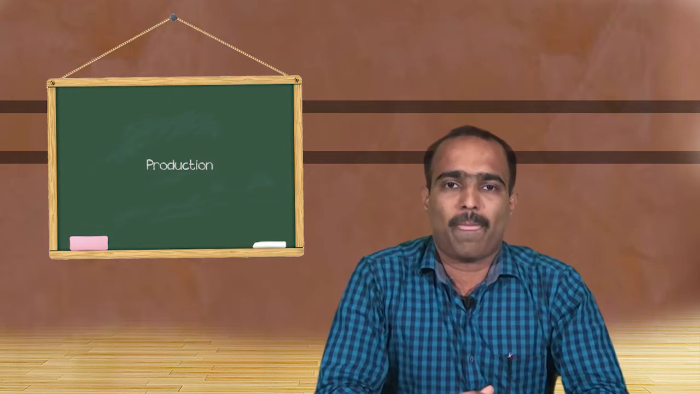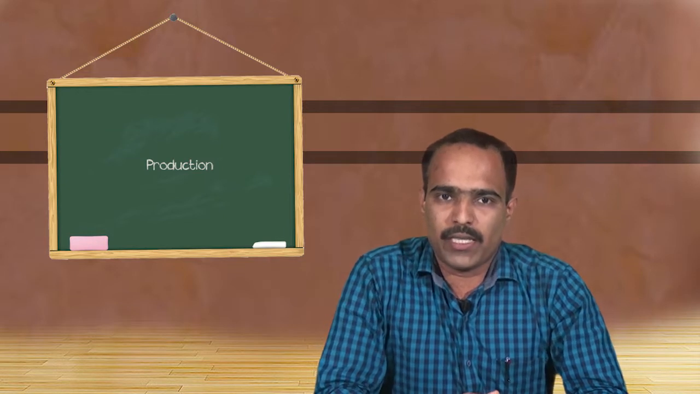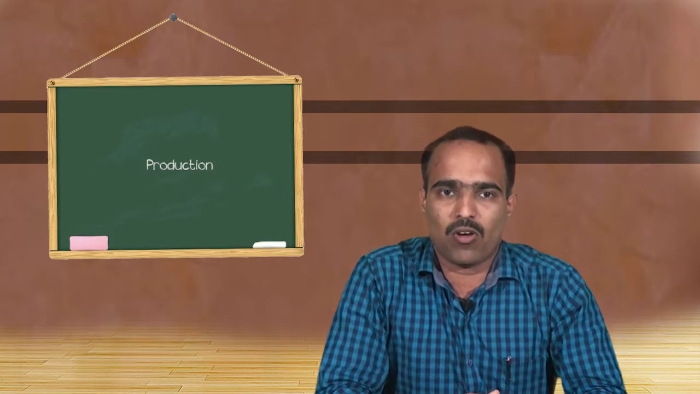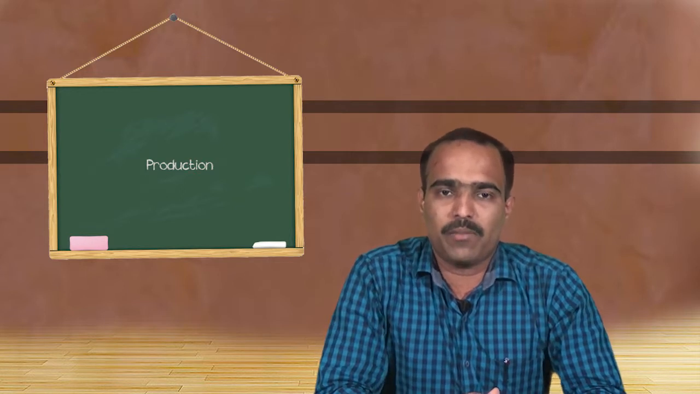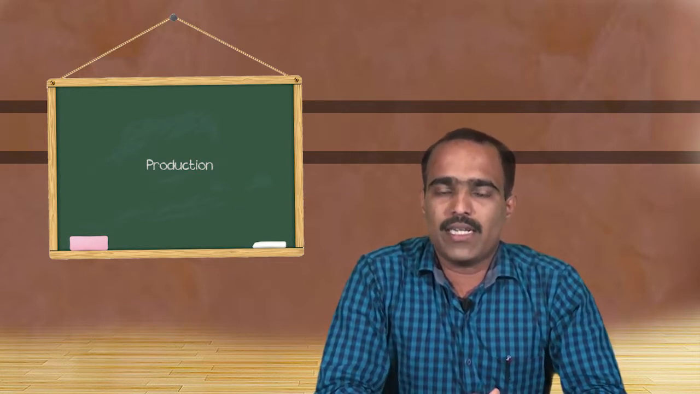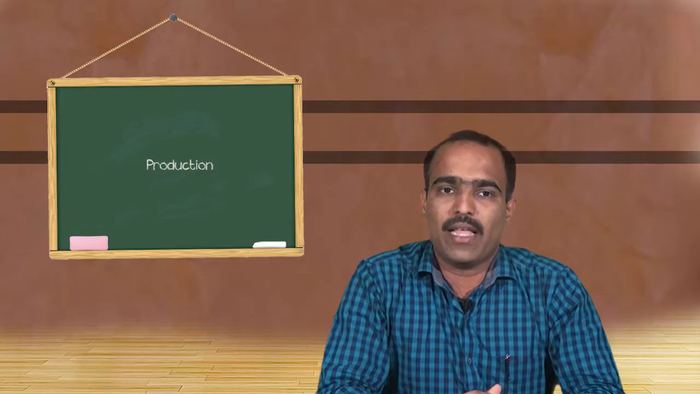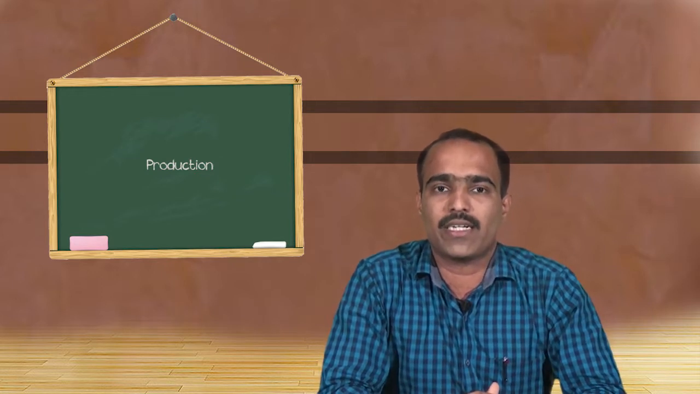Now I will tell you about factors of production. A production activity is complete only when the four factors of production are combined together. Otherwise, production activity becomes incomplete. So basically there are four factors of production: land, labor, capital and organization. Among these four factors of production, the first two are considered as primary factors of production, and the remaining two, capital and organization, are considered as secondary factors of production.